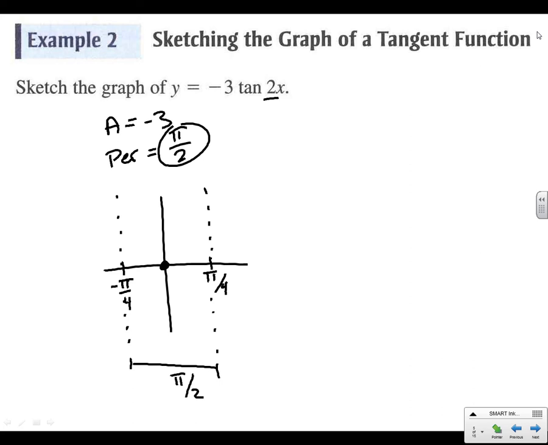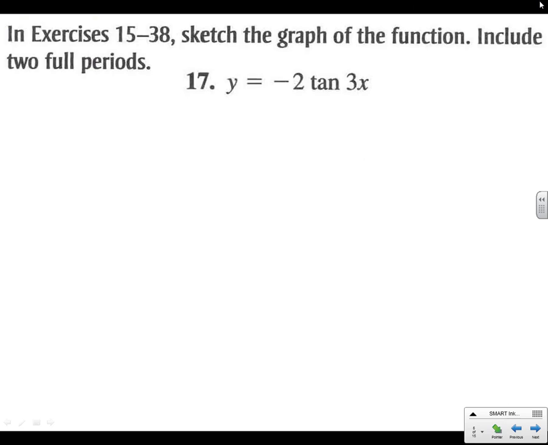Now normally we would hit 1 and -1, but now we're going to hit 3 and -3, and we're flipped over. So we're going to start high and finish low this time. So the graph looks like that. These points would be -pi over 8 and pi over 8. All right, and so we've got a reflection, we've got a stretch, and we've got a change in our period. See if you can work with the same type of information on 17.